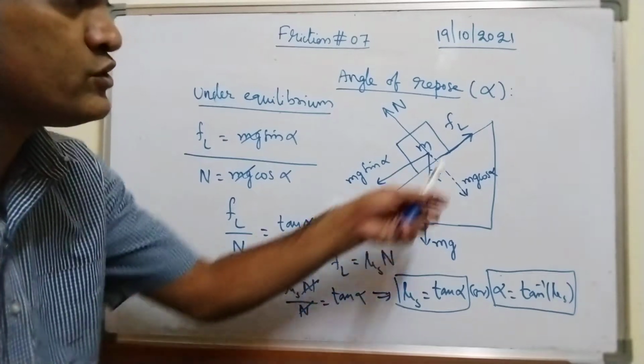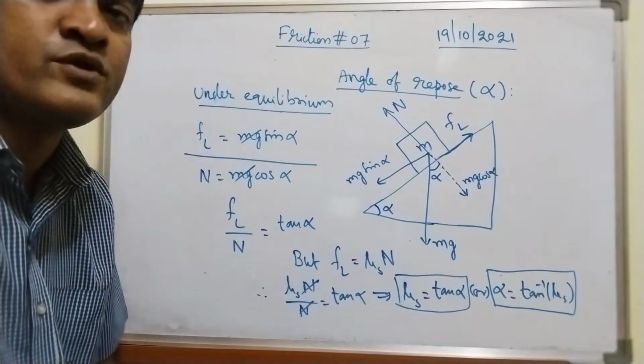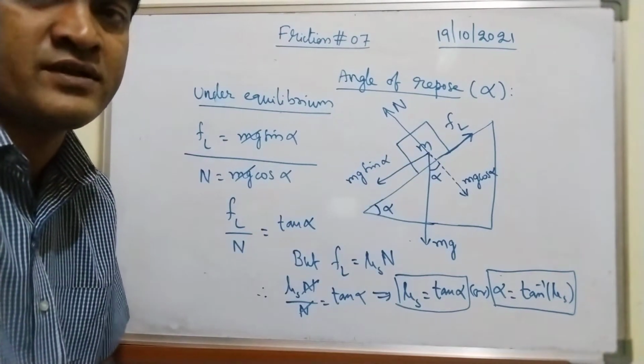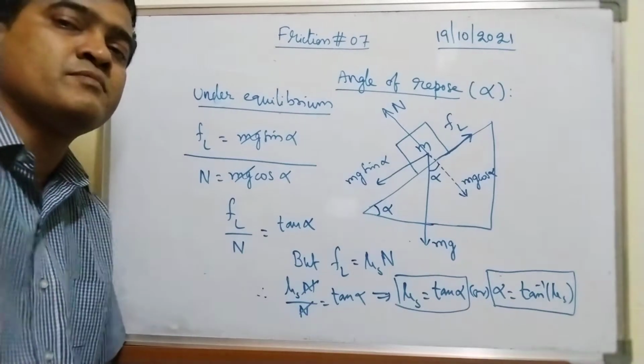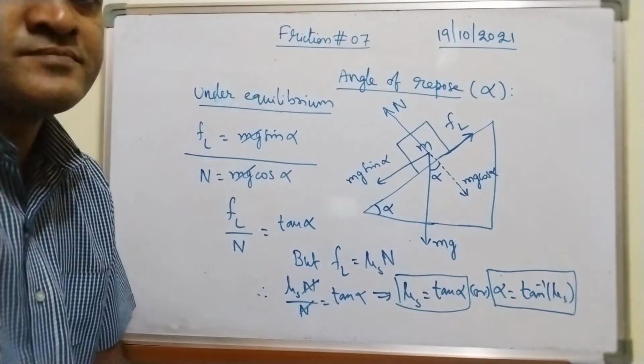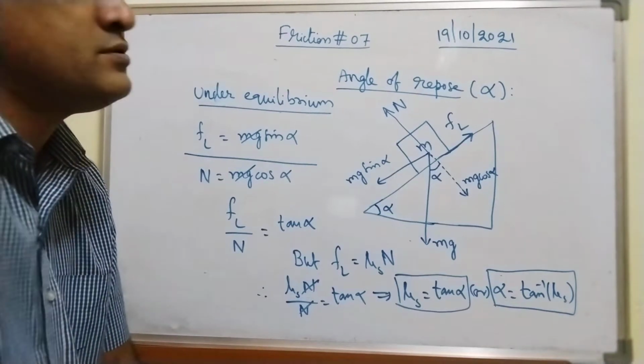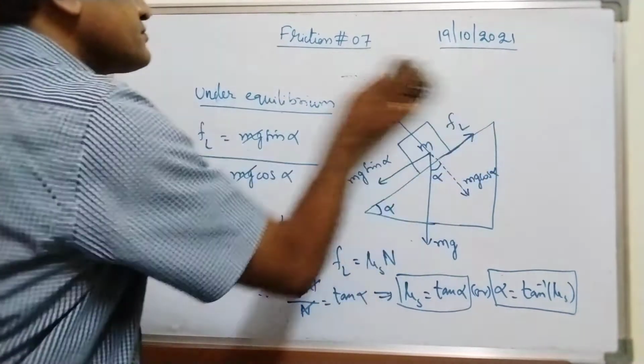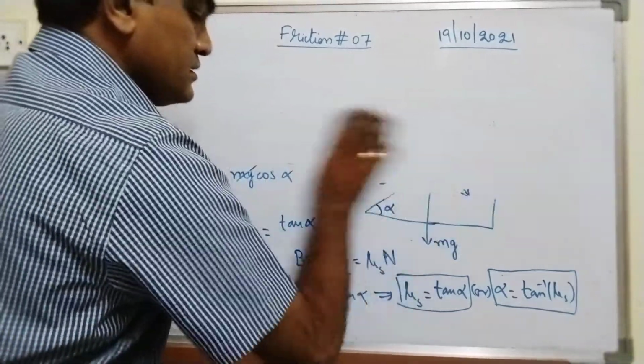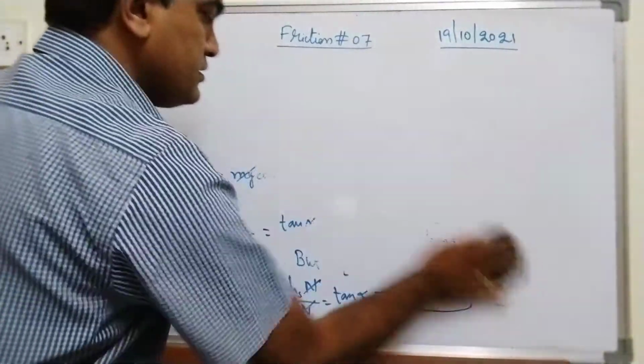Because friction will come into picture. Friction will come into picture in case of a rough inclined plane, whereas in case of a smooth inclined plane, that is an ideal case. That was an ideal case, and friction what we have taken is 0. Fine. Right.